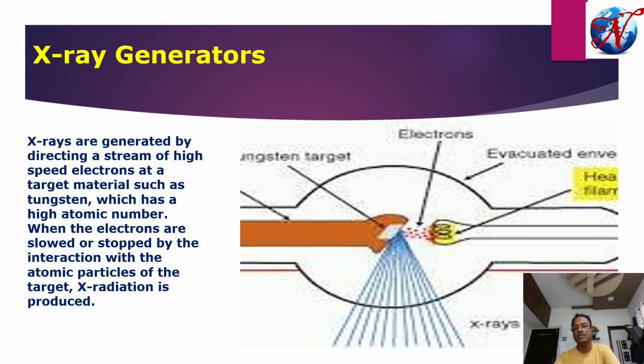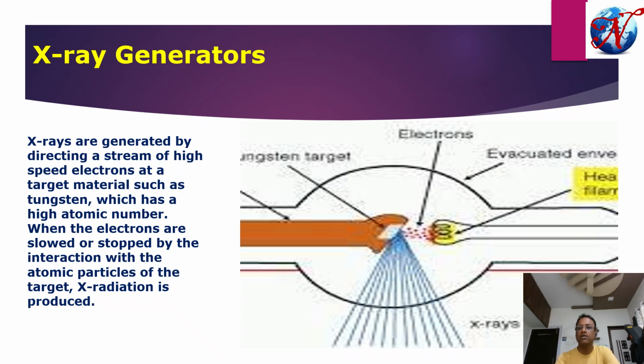But the basic mechanism of the X-ray production process is this: in an X-ray machine, there is a tungsten filament, and that tungsten filament is heated up due to the application of current. Tungsten is a high atomic number material. Due to the high atomic number, it has more orbits, and the number of electrons in the outermost shell will be maximum.